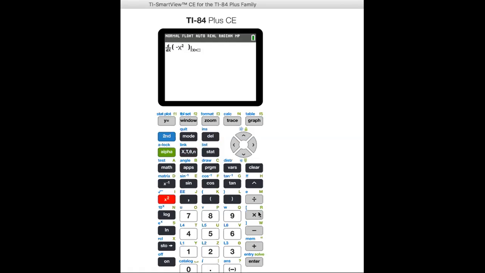Negative x squared, what was it? Minus 4x. And then we had a plus 1. And then it says, where do you want me to take that derivative?